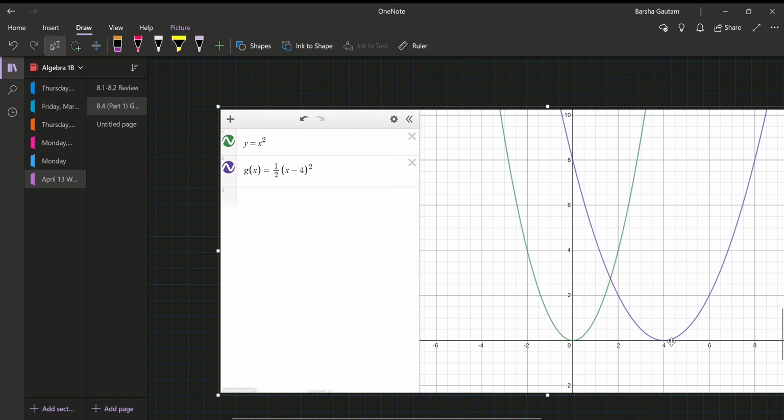So the graph of g is just a translation 4 units to the right and a vertical shrink, right? Notice that this graph is a little bit wider. How do you think this happened? Well, notice here that it says half. That's because it's less than 1, it makes the graph wider.